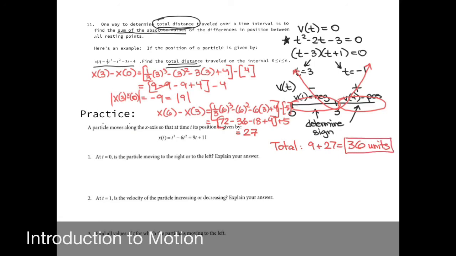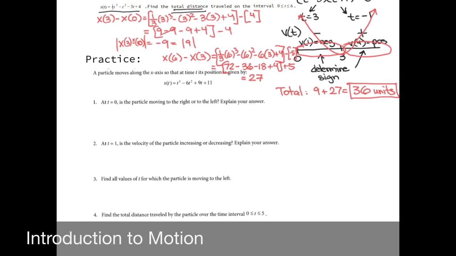Okay, now that I have done that problem, I would like you to do the second problem, the entire problem, numbers 1 through 4.